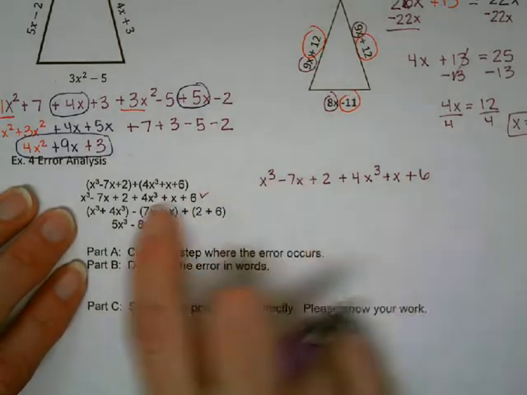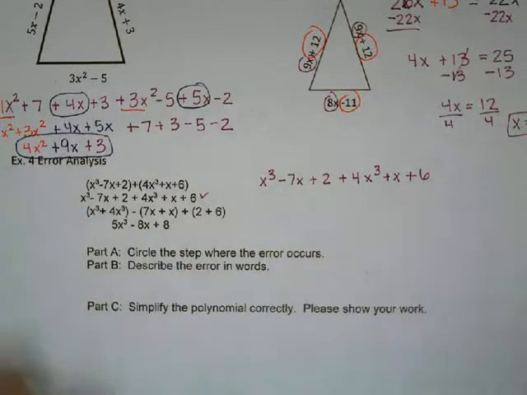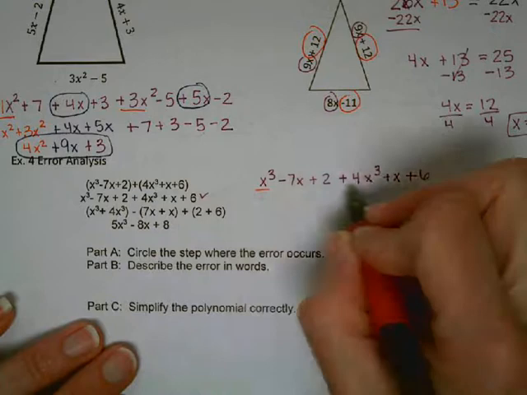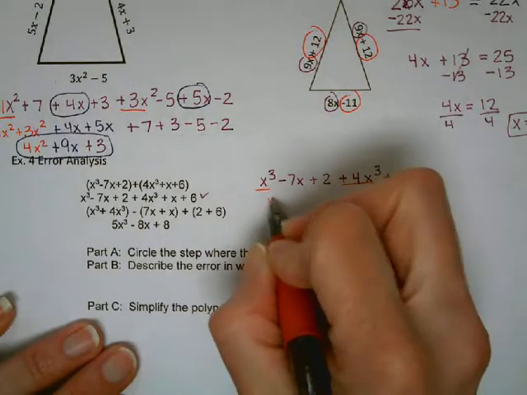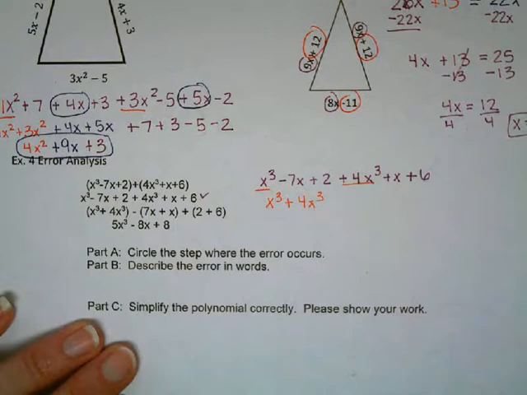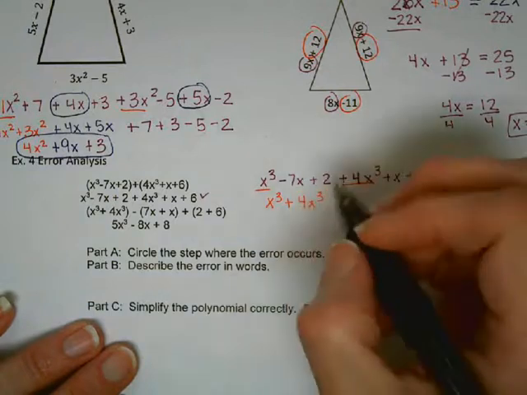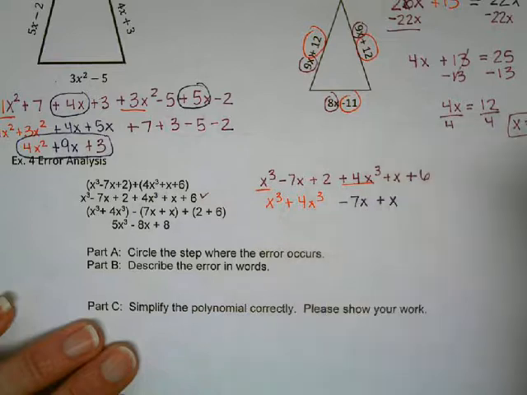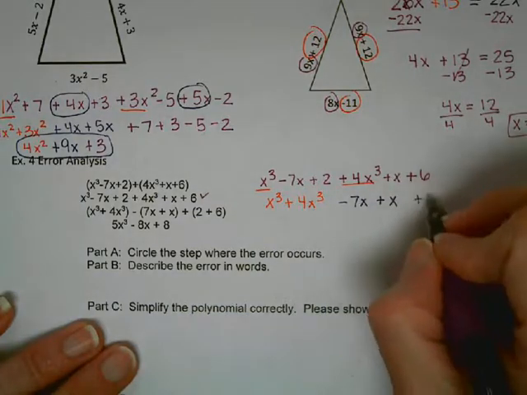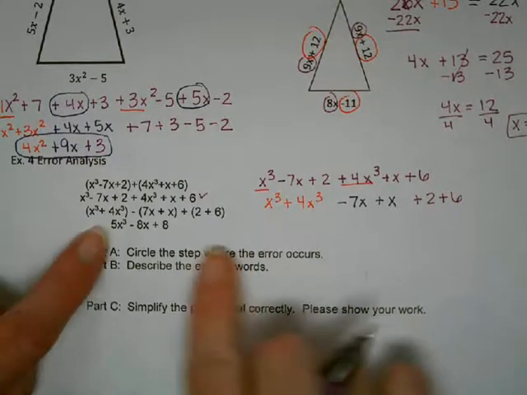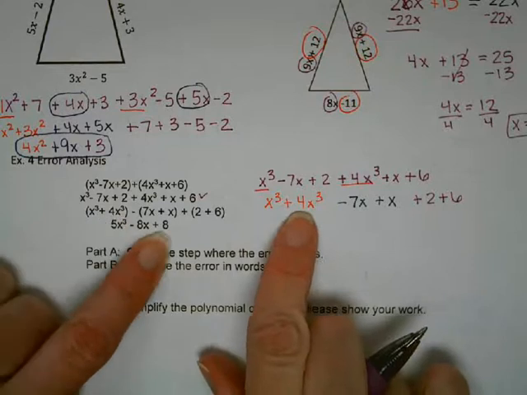So let's try regrouping them. The x to the third plus the 4x to the third. And then if I grouped my x's together, I would have minus 7x plus x. And then the last one I would have is plus 2 and plus 6. Okay. Do we group them the same? Well, that first part looks the same. Here, this looks a little different. I have a minus 7x, and they have a positive 7x.